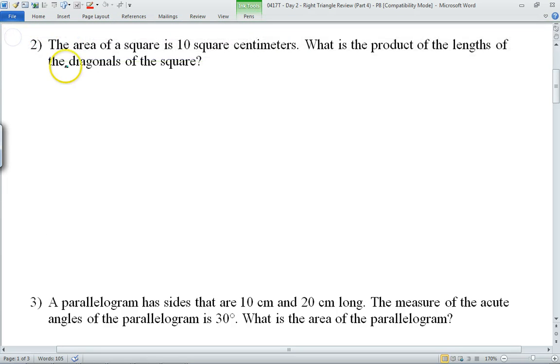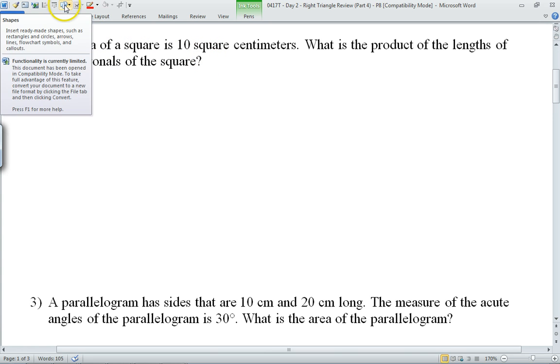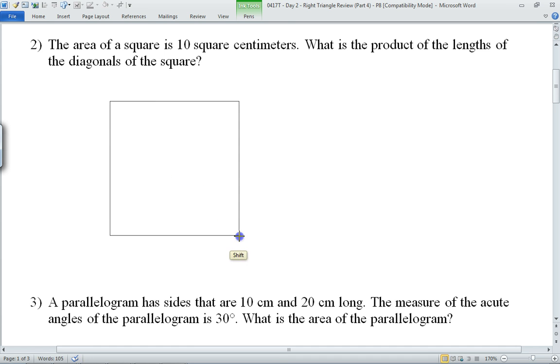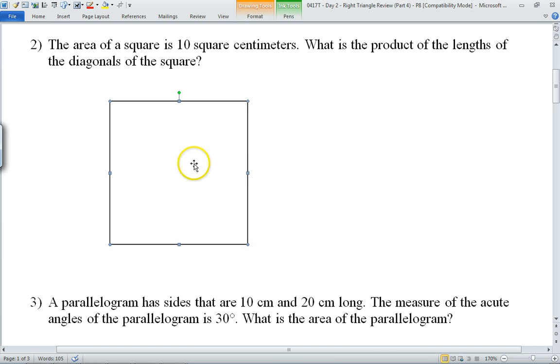Okay, so it says the area of a square is 10 square centimeters. What is the product of the lengths of the diagonals? Okay, so let's break it down. First of all, you better draw a picture. When you see a blank area like this and they mention a shape like a square, first thing you better do is draw a square. Okay, so let's have a square. Alright, so there's my square.